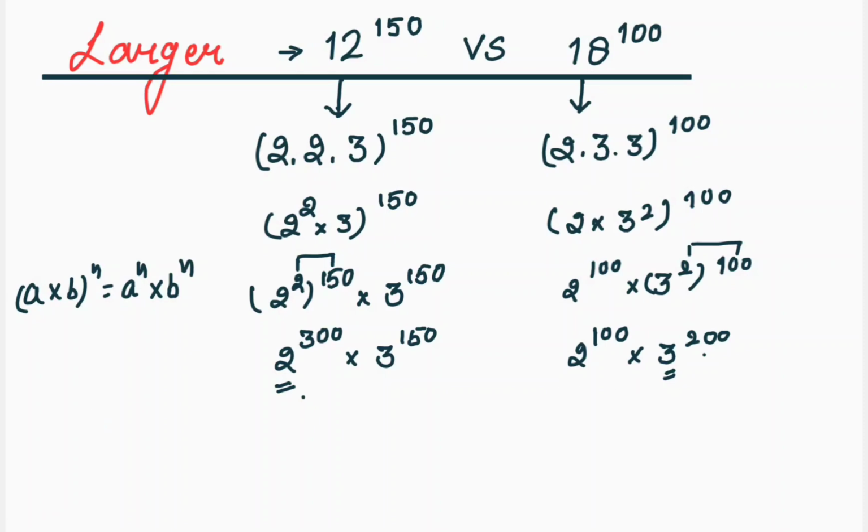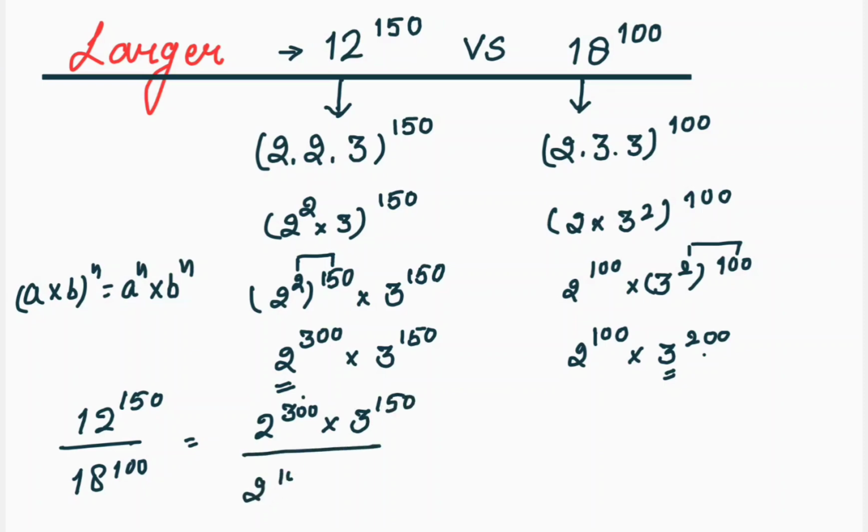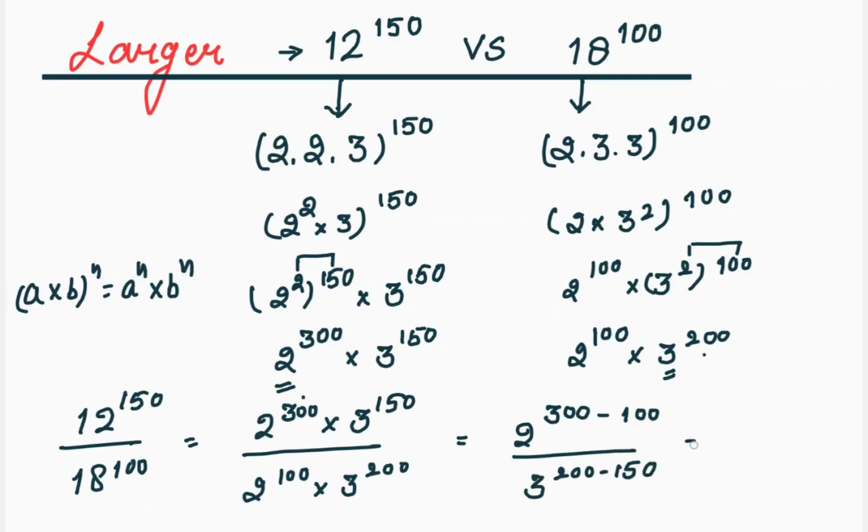Now to compare easily, simply divide 12 raised to the power 150 by 18 raised to the power 100. This will become 2 raised to the power 300 into 3 raised to the power 150 divided by 2 raised to the power 100 into 3 raised to the power 200. This will become 2 raised to the power 300 minus 100, and in the denominator 3 raised to the power 200 minus 150. You get 2 raised to the power 200 divided by 3 raised to the power 50.